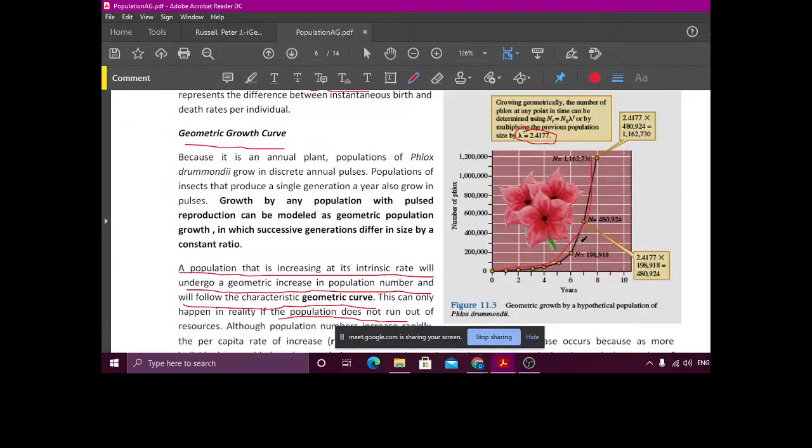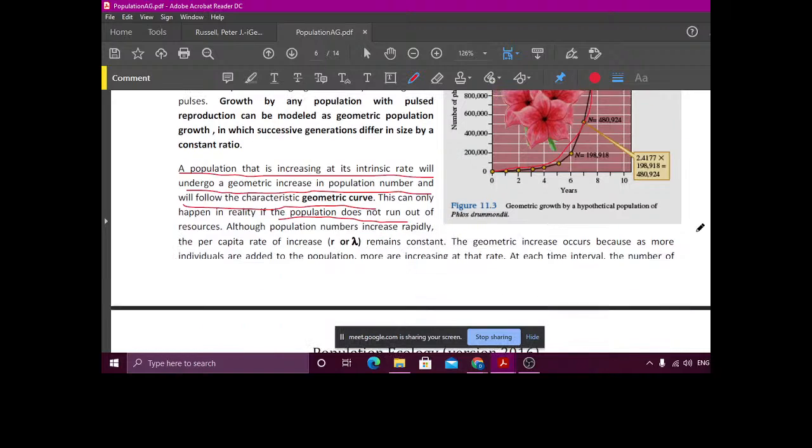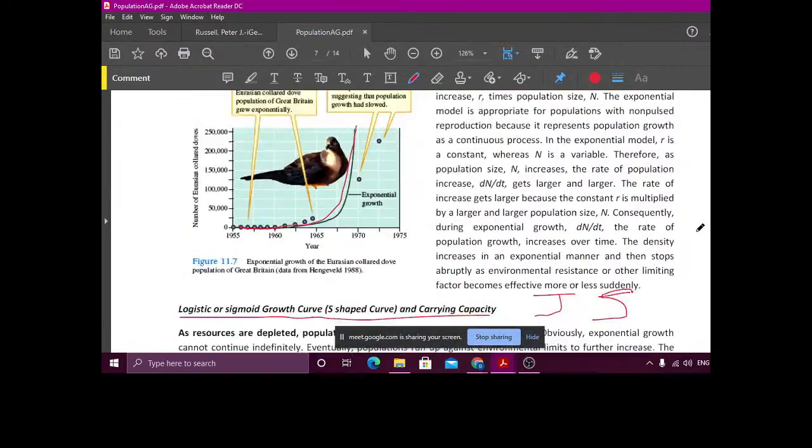You see, this is also a geometrical exponential growth curve. This S-shaped and J-shaped curve I will also go into in detail from another book known as Odum. On the next day I will show it from Odum, along with the integration part of this population growth curve.